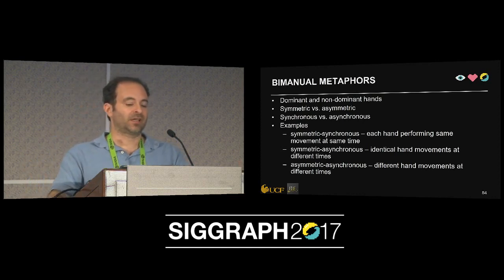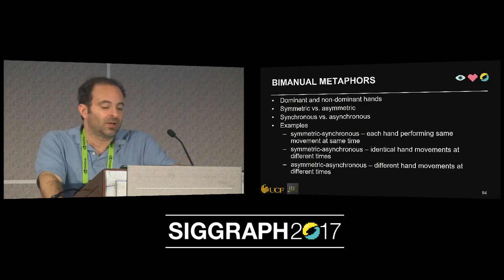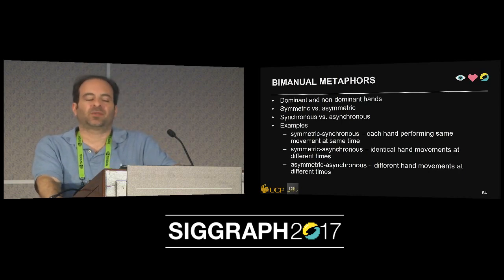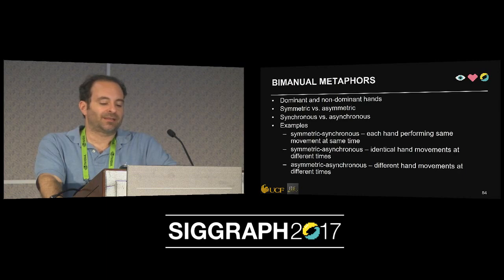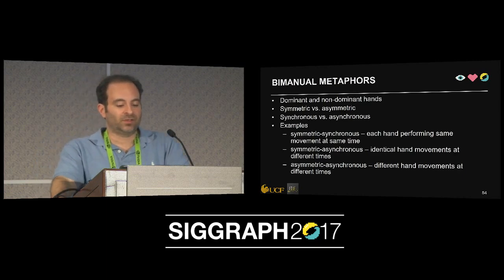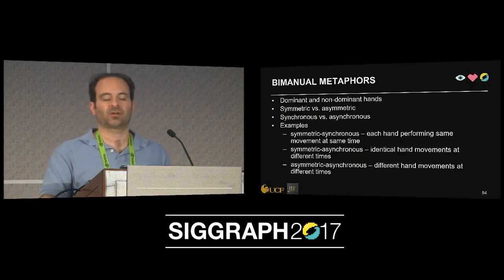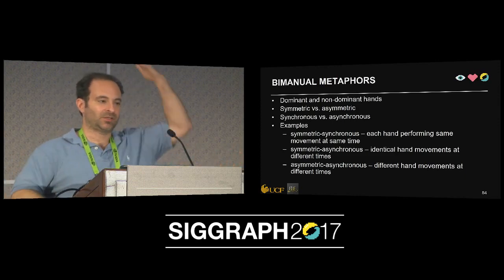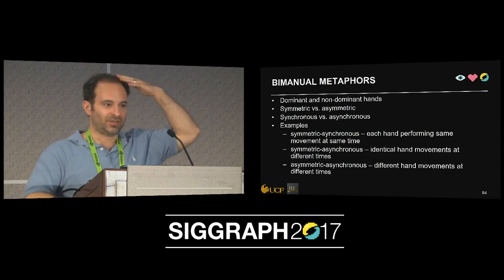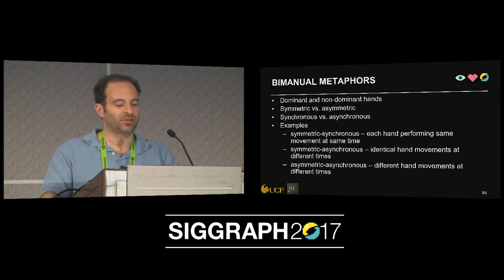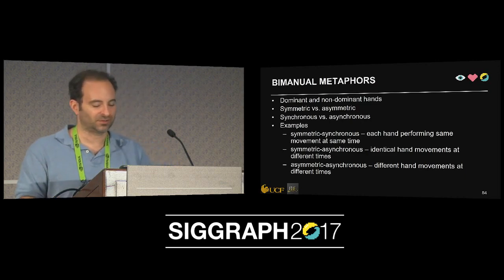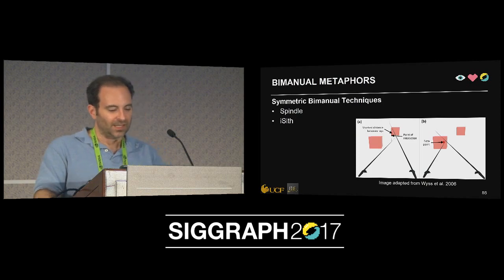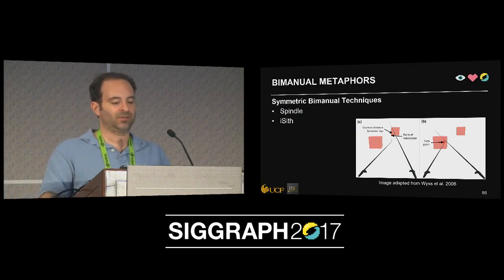And examples of them, you can have techniques like symmetric synchronous techniques, where each hand is performing the same movement at the same time. Then you've got symmetric asynchronous techniques, where identical hand movements are done at different times. And then you've got the ones that are the most complicated, which are the asymmetric asynchronous, where different hand movements are happening at different times. The quintessential example is pat your head and rub your stomach, right? Try to do that, that's pretty hard. That's why we try to stay away from the asymmetric asynchronous techniques. Trying to do different hand movements at different times can be somewhat challenging. So there are several of these bimanual techniques.